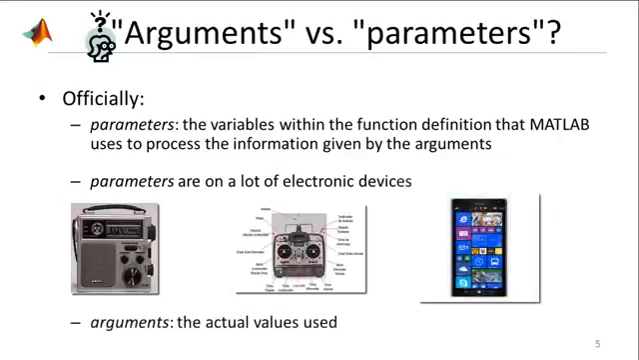The argument on the other side is the actual value we use. So the volume is set to a specific volume of 5 maybe. 5 is the argument. There's a very tiny difference between the two. Parameters are the big pictures. We don't really have values for them yet, but we know they're going to be changing. Argument is the actual value that we set it at.